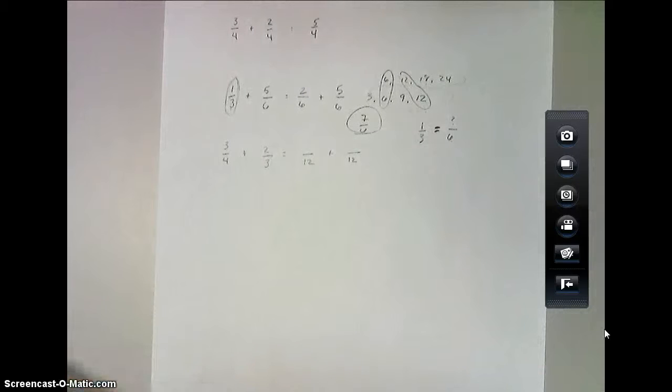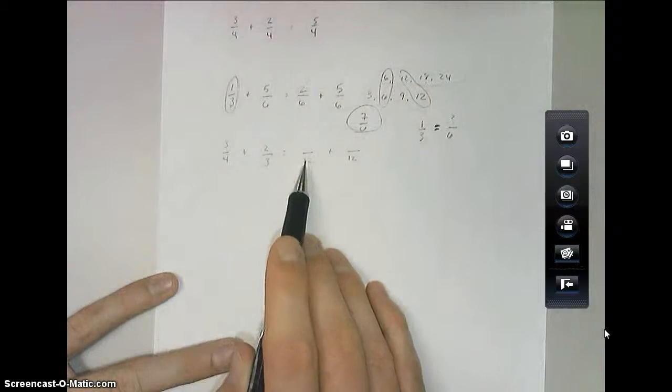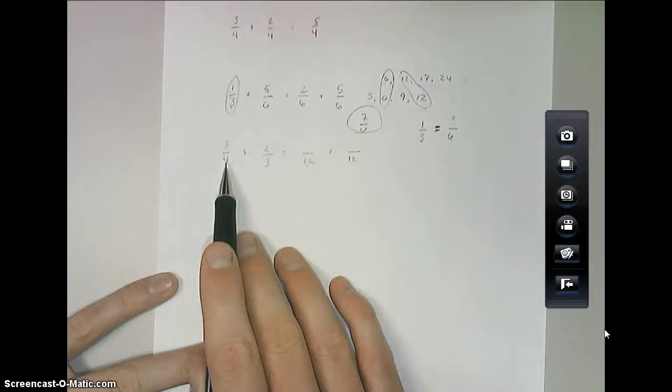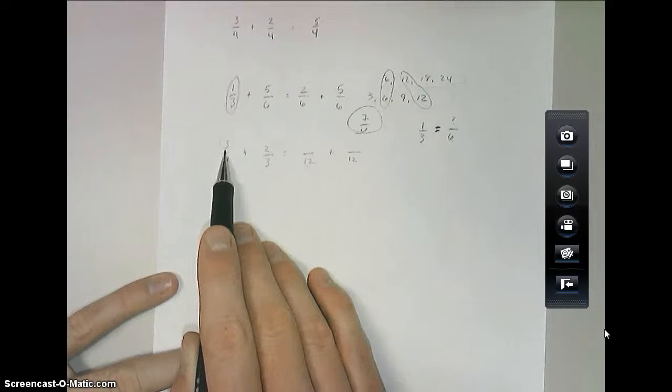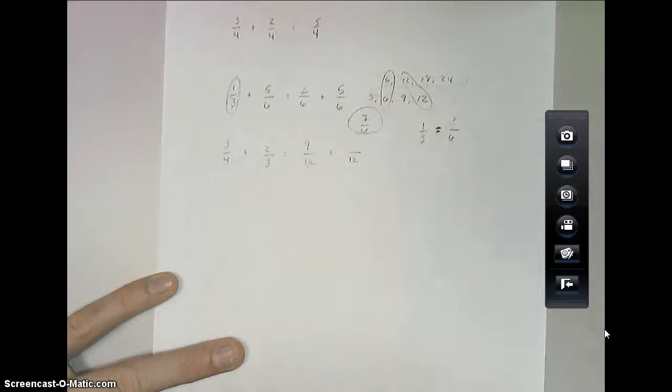Now I'm going to skip a few of these steps that I did before, and this one is more in line with what I would expect you to be doing right now. So what did I have to do to the 4 to make it a 12? I had to multiply it by 3. So since I multiply the denominator by 3, I also have to multiply the numerator by 3. So 3 times 3 is 9.